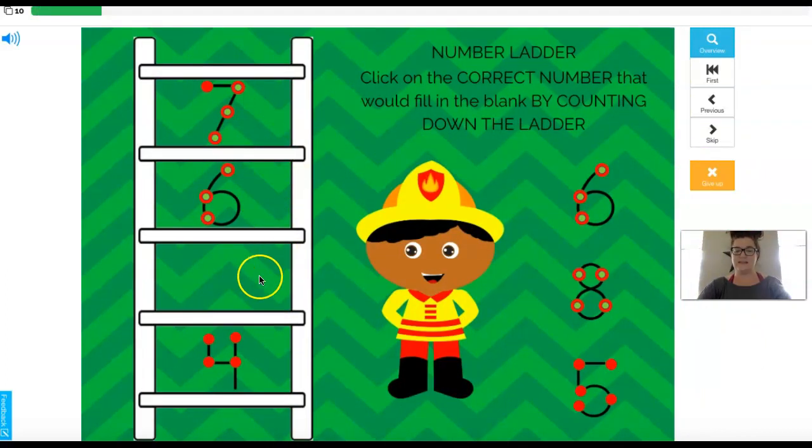7, 6, blank, 4. What would go in this space if I'm counting down the ladder? 5. Because 5 is 1 less than 6. Remember, we found that out the other day. 1, 2, 3, 4, 5, 6. Going down the ladder 1 space, which means I'm going backwards on the 6 1 space. 6, 5. What goes in my space? 5.